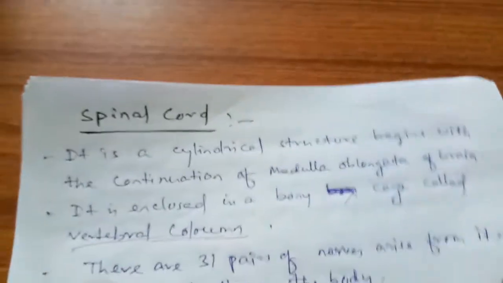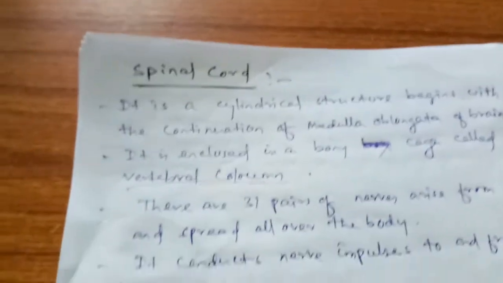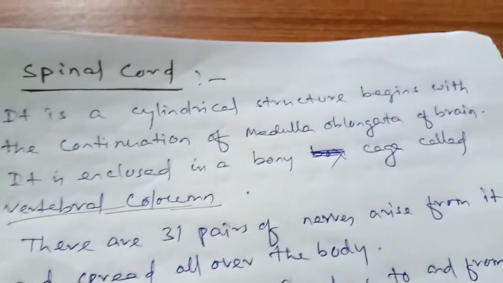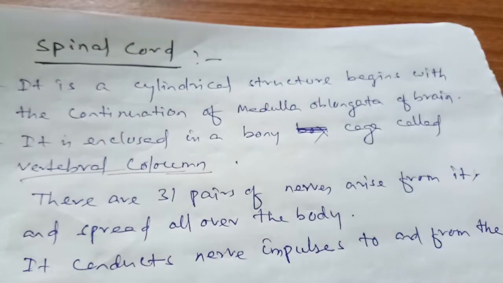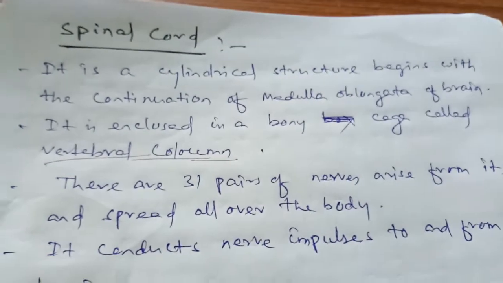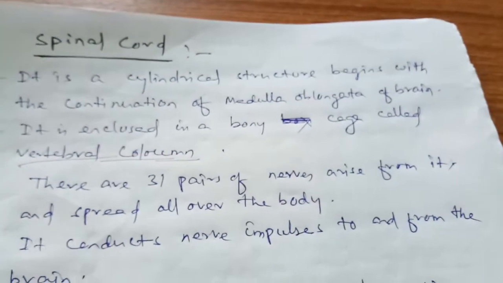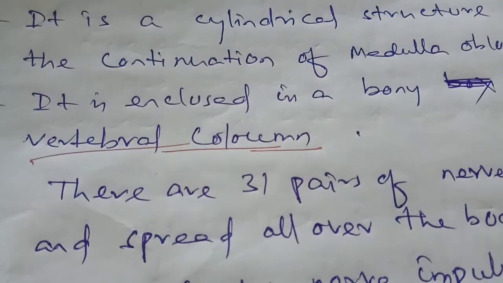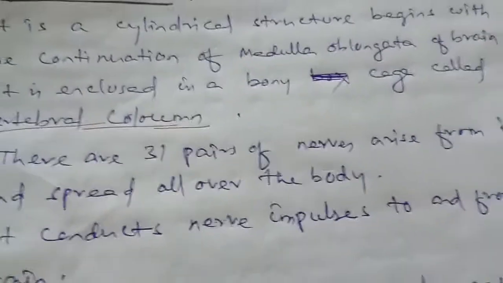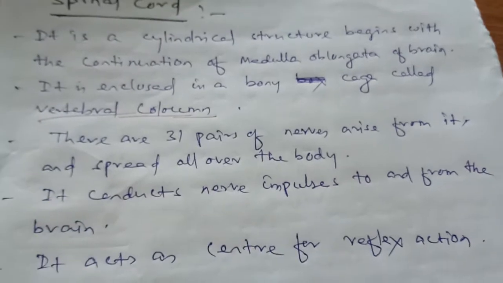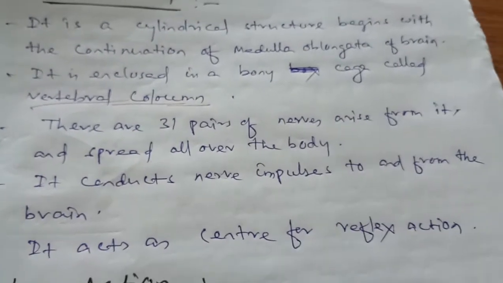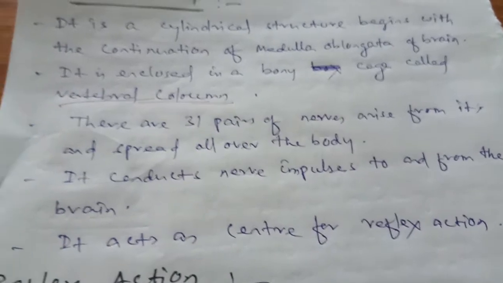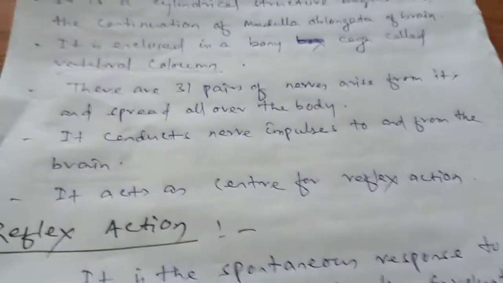Now let us look at the spinal cord. It is a cylindrical structure that begins as a continuation of the medulla oblongata of the brain. It is enclosed in a bony cage called the vertebral column. There are 31 pairs of nerves that arise from it and spread all over the body. It conducts nerve impulses to and from the brain. It acts as a center for reflex action.